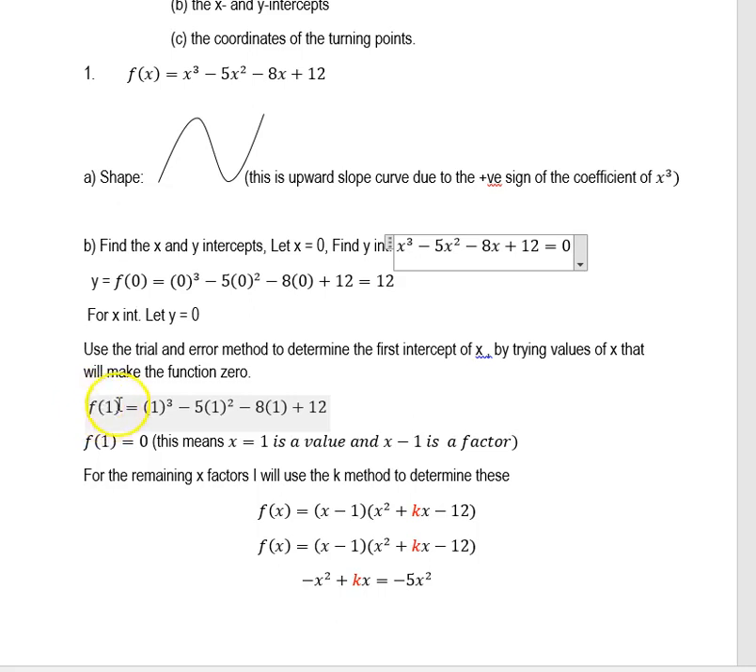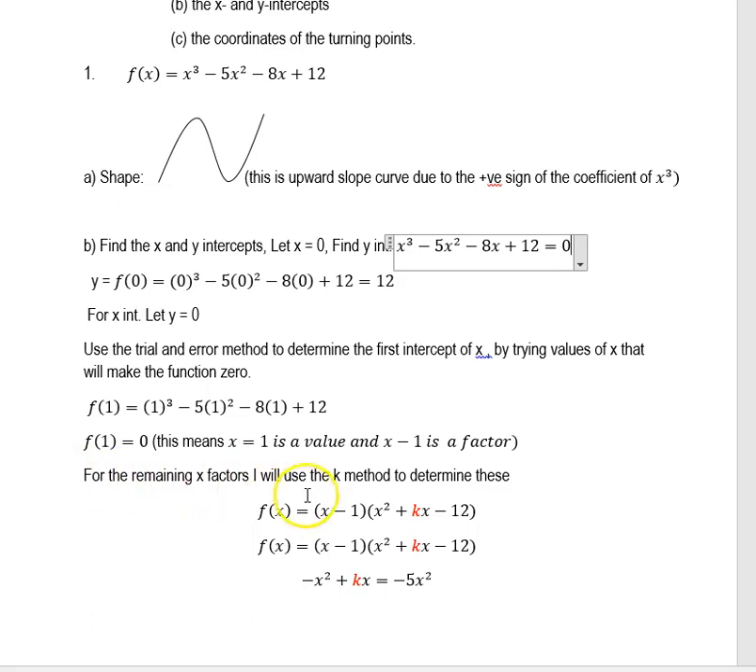The value that is going to give me a 0 is 1. So I put 1 there for x, and then I have that. By the time I do that, you will see that my value will give me 0. So it tells me that x equals 1 is a value, and x minus 1 is a factor. That means if I put 1 to that side, it becomes a -1. That becomes a factor. Now, that's just one factor. We need 2 more factors because it's a cubic function. It has to be 3 factors of x.